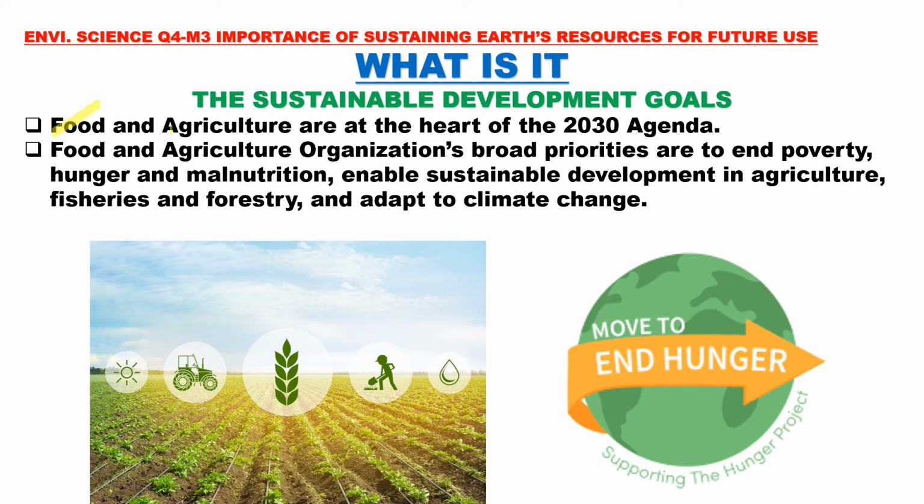Food and agriculture are at the heart of the 2030 Agenda. Food and Agriculture Organization's broad priorities are to end poverty, hunger, and malnutrition, enable sustainable development in agriculture, fisheries, and forestry, and adapt to climate change. Food and Agriculture Organization is a specialized agency of the United Nations that leads international efforts to defeat hunger.